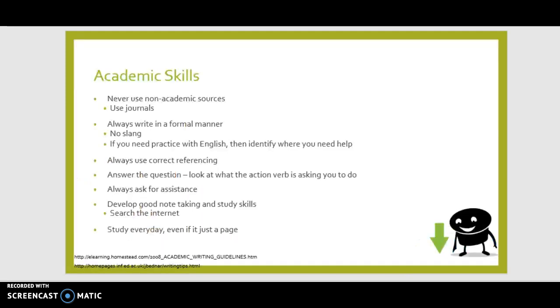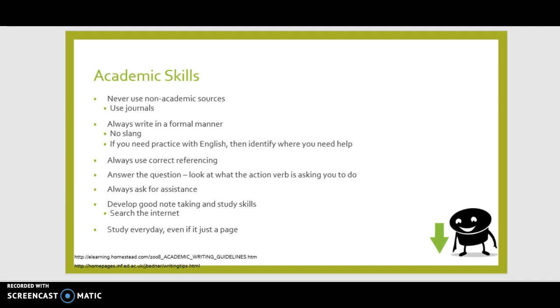So let's get started. The academic skills that you must always follow with your assignments is you never use non-academic sources. You've got to use your peer-accredited journals. You've got to use really good constructive sources. If you don't, then we could question you about the credibility of the assignment. So always be careful with that. Always write in a formal manner. Never use slang. And if you need to practice your English or you need assistance with your English, identify where you can get the help from.